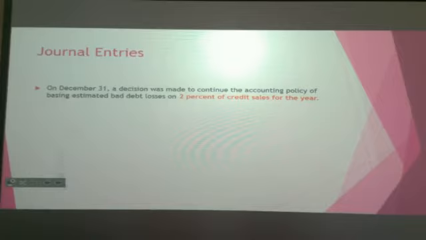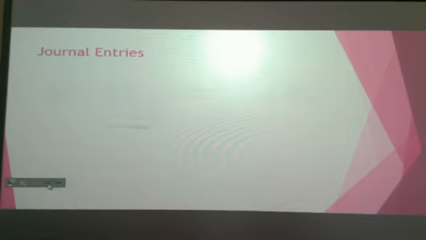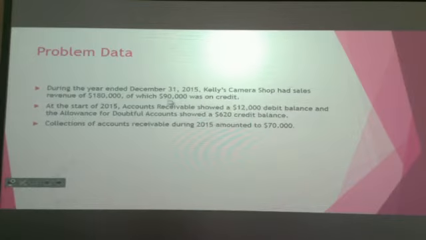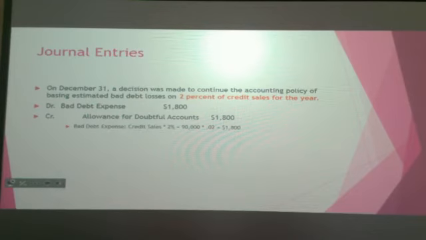Next journal entry. December 31st, a decision was made to continue the accounting policy of basing estimated bad debt losses on 2% of credit sales for the year. So we're going to multiply 2% times the credit sales. If you go back, you can see we had $90,000 of sales on credit. We do a bad debt expense debit for $1,800 and an allowance for doubtful accounts credit of $1,800. Bad debt expense is just calculated by doing credit sales times 2%. So 90,000 times 0.02 comes out to $1,800.